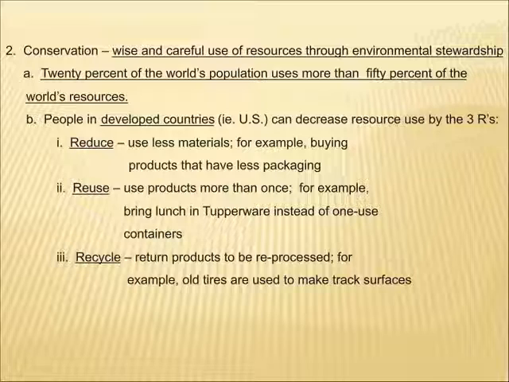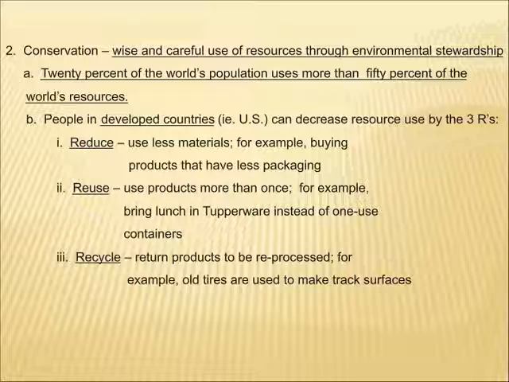We live in a developed country. The United States is a developed country, so is Canada, so is Australia. These people who live in developed countries can do a better job of the 3 R's. We can reduce what we use. This would mean buying, for example, products that have less packaging. When you buy products that have a lot of packaging, you're paying money just to throw that packaging away.